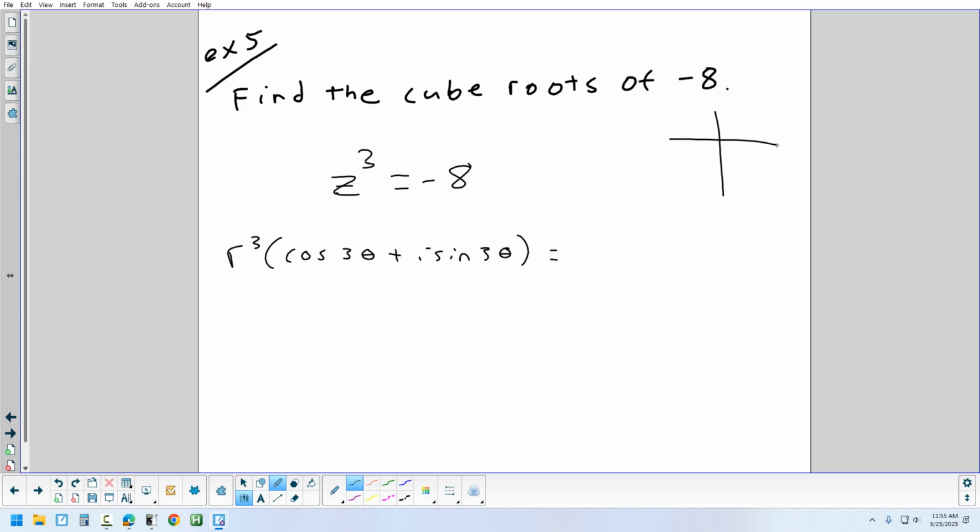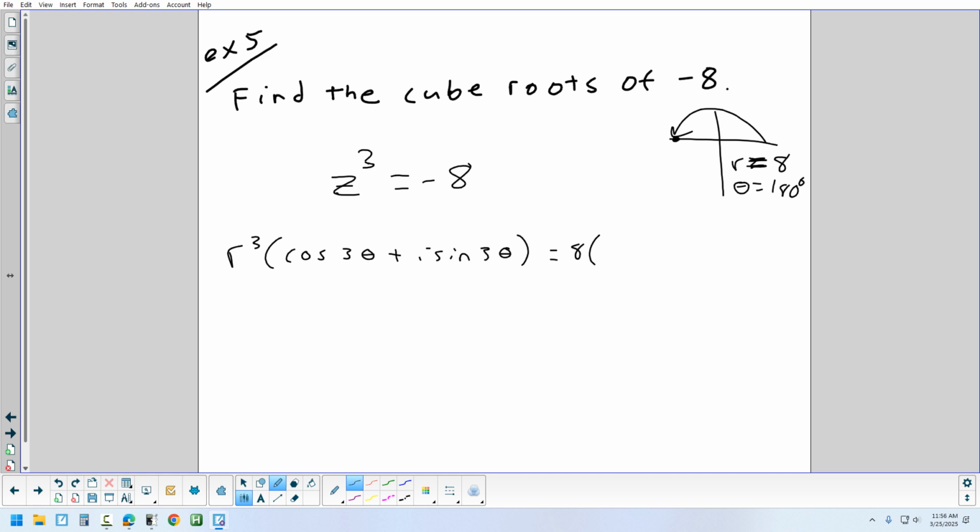Where is that when I graph it? Directly to the left. To the left, how many units? 8. That's to the left 8 units. What's my radius if I go left 8 units? 8. Remember, radius is always a positive number, so radius is 8. And what's my angle if I'm over there? 180. Yep. So that's your radius, and that's your angle.